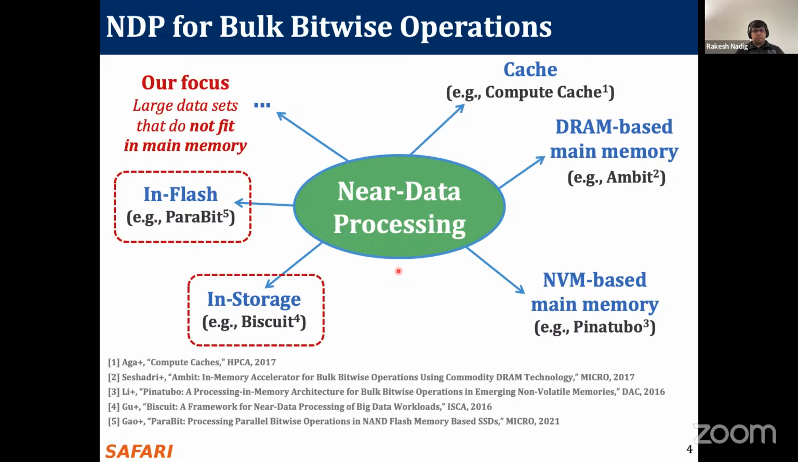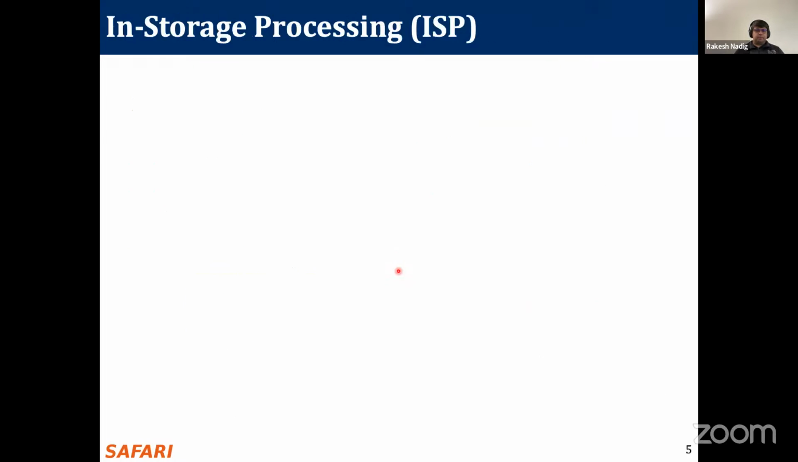So these are some of the works that look at bulk bitwise operations very closely, and the main focus for us in this work is in storage and in flash processing, because if we have large data sets that do not fit in the main memory, then these data sets have to be stored in the storage device, and this is where in storage and in flash NDP techniques are useful. So we start by looking at in storage processing.